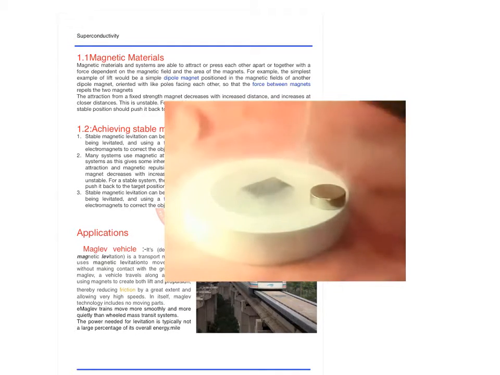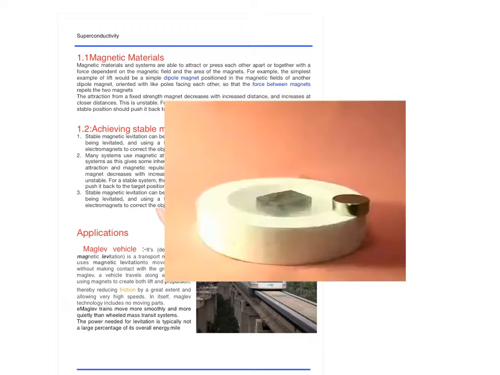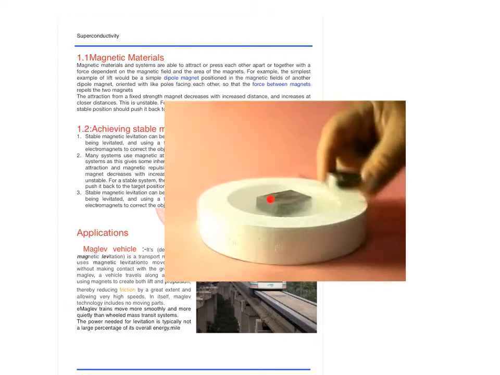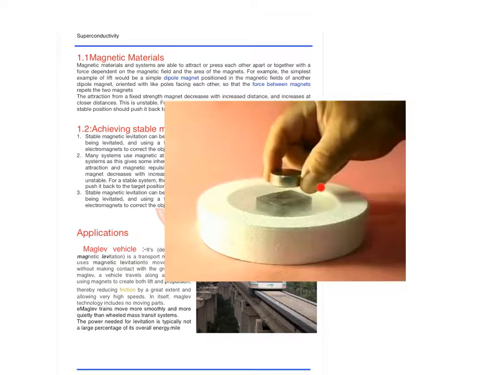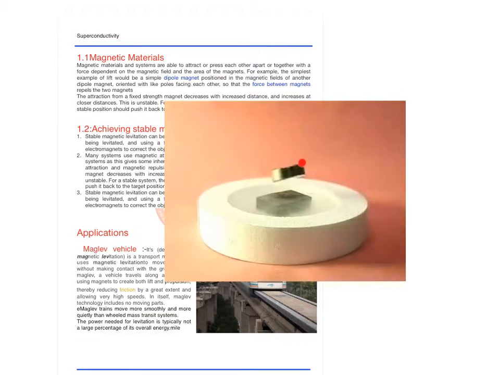This is a black material. Using some phenomenon, we create the magnetic field around the black material. This is the magnetic field created here, and we take this superconducting material and place it on that. Enough repulsive force is created between the black material and this superconducting material.